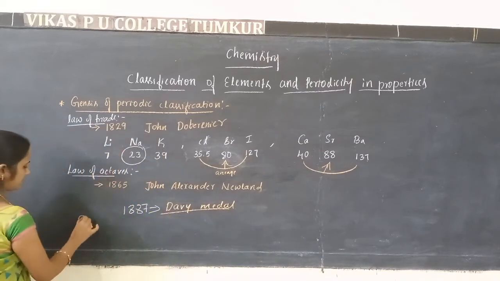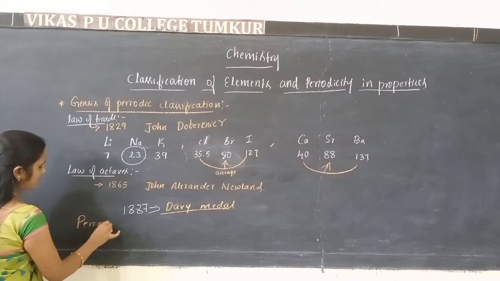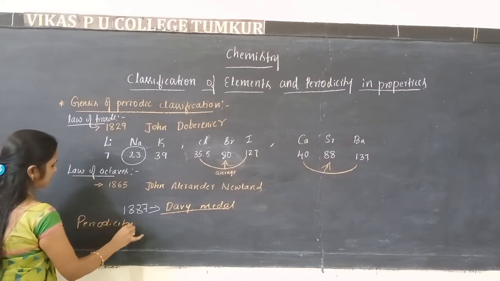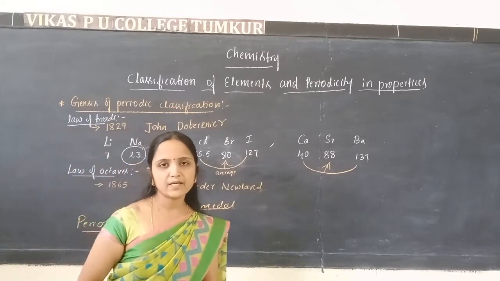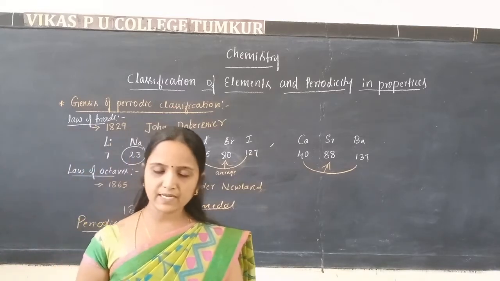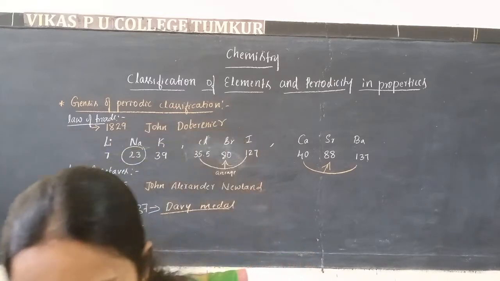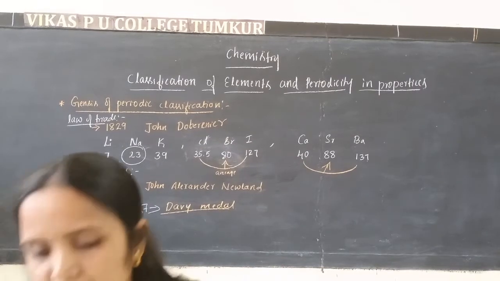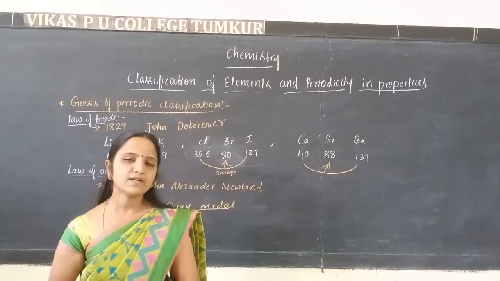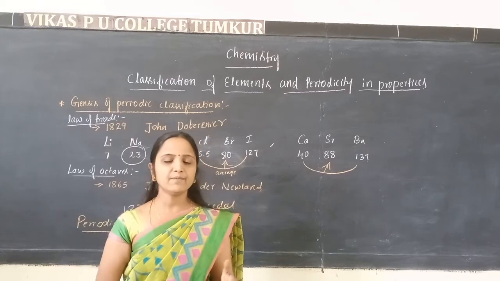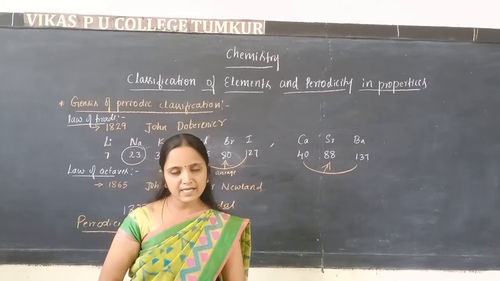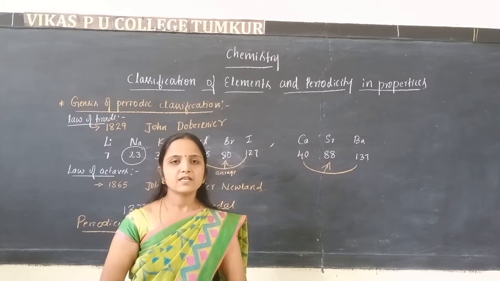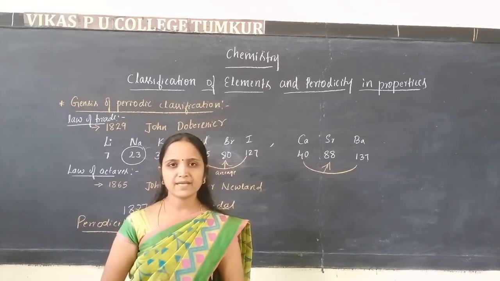Periodicity andre ಏನು? Periodicity means the periodicity is nothing but the properties of elements. That is, the periodicity means the repetition of properties of element after a gap of definite number of elements. That is called as a periodicity.